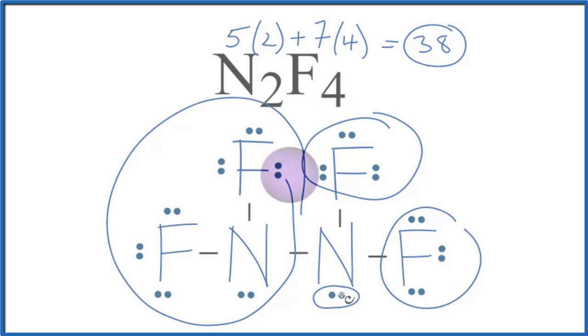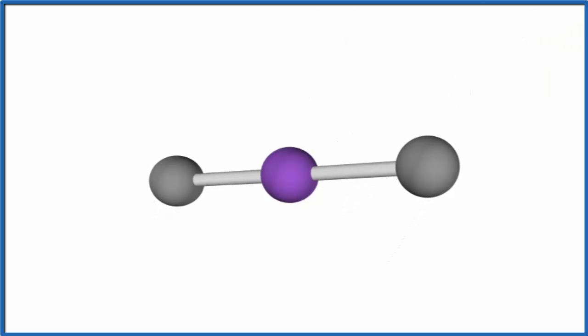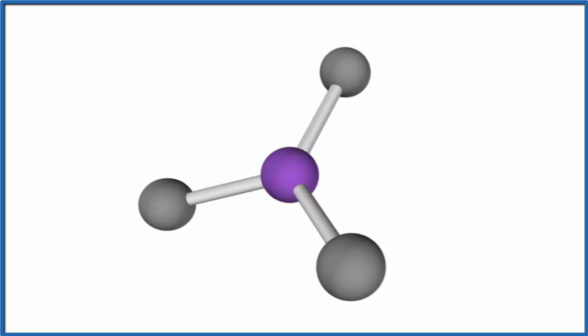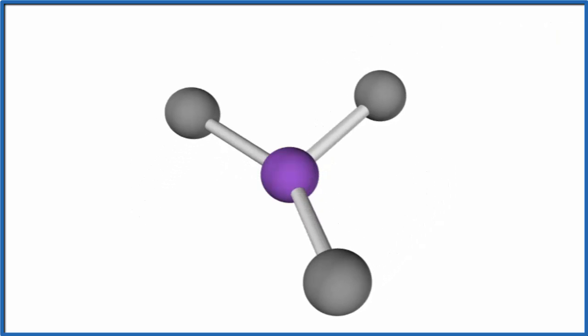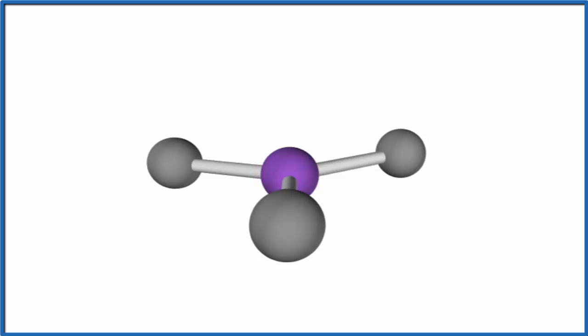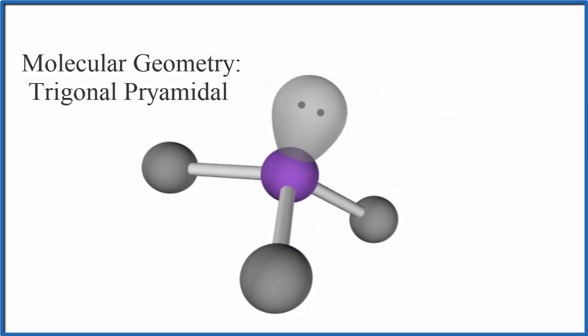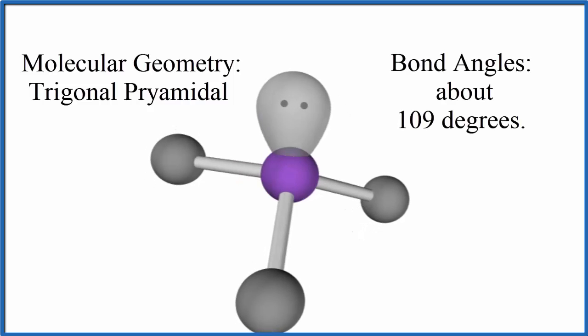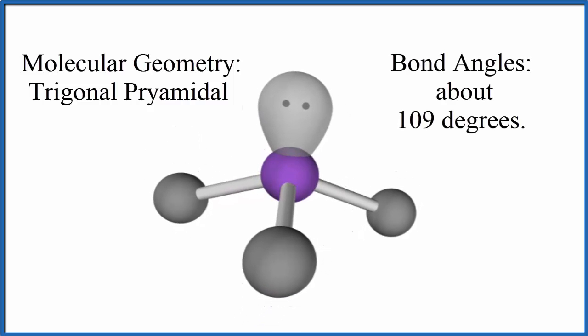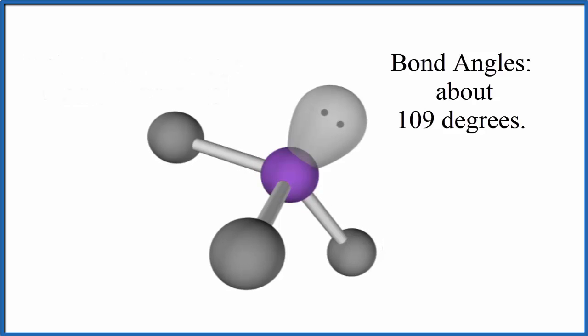Let's see what that looks like. So we're calling this our central nitrogen atom. Let's add the 2 fluorines, 1, 2, they push away from each other. And then let's add that other nitrogen and fluorines. That's just one thing. So when we do that, we get this trigonal planar molecular geometry. We need to add the lone pair in. When we do that, it pushes everything down and we get a trigonal pyramidal molecular geometry. So this is our trigonal pyramidal molecular geometry.